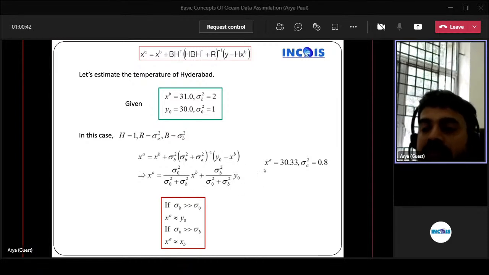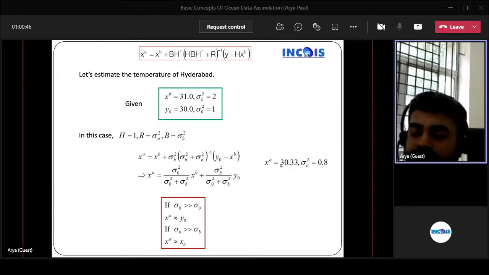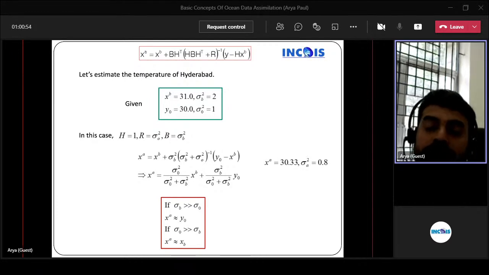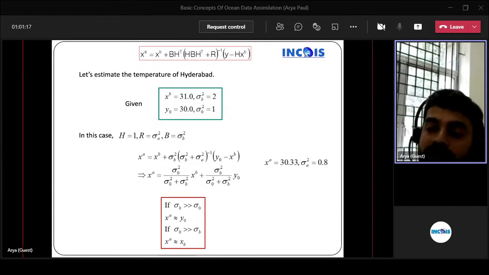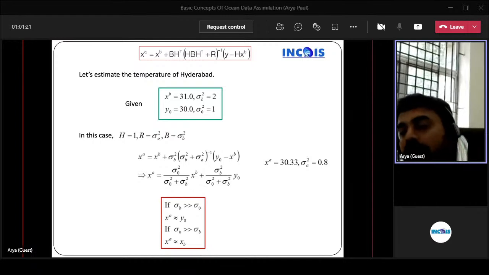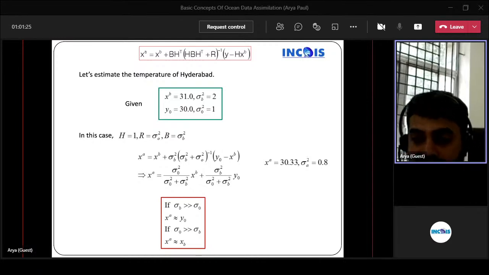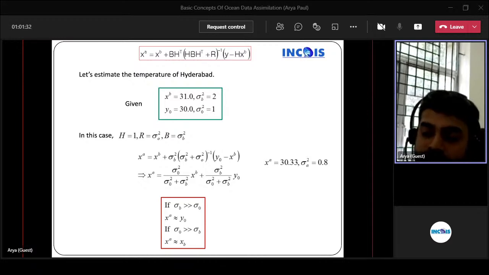So when I plug in those values, what I see is that xa is 30.33. So after data assimilation, this 30.33 is a better estimate of the temperature of your room than either the observation or the model. My observation showed me 30, my model showed me 31, whereas the analysis is somewhere in between, 30.33. The analysis also tells you the error associated with it. I have not shown you the equation on how to estimate sigma a squared, the analysis error covariance. That is 0.8. So now we have come up with a better estimate of the temperature of the room.